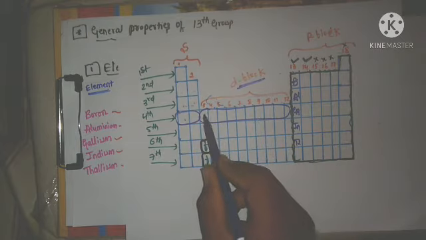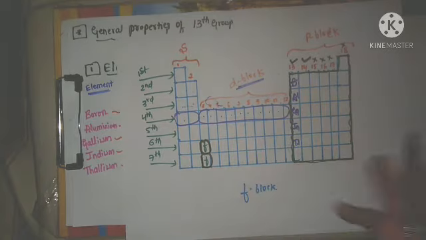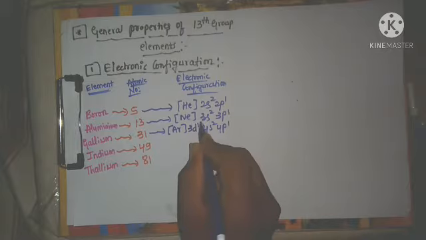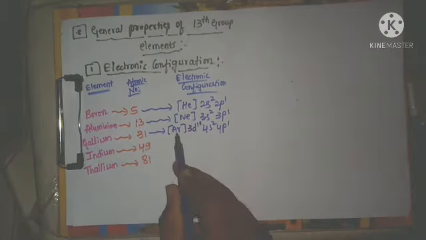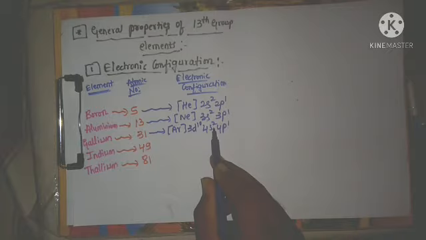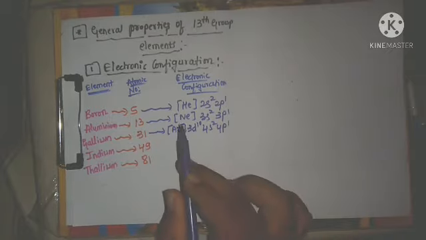Means how many D block elements? 10. 1, 2, 3, 4, 5, 6, 7, 8, 9, 10. Means you have to add here 3d10. 18 plus 10, 28. Argon atomic number is 18. 18 plus 10, how much is it? 28. 28 plus 2, 30. 30 plus 1, 31. Now the electronic configuration is correct.